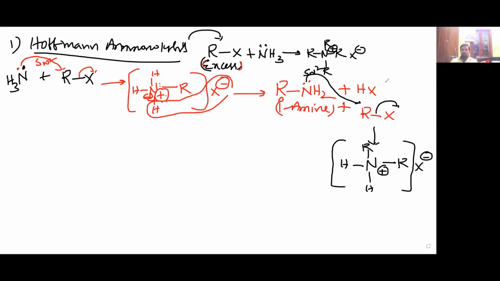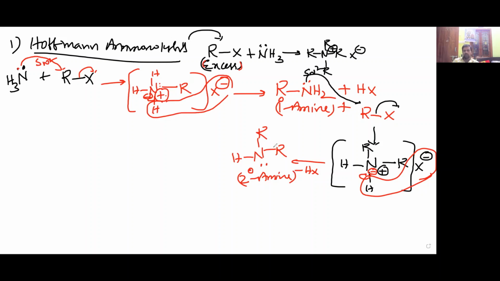In this nitrogen, again four bonds are there, so it is highly unstable. Immediately HX is eliminated, minus HX, and you get NHR R. This is the mechanism. The bond shifts like this, negative and positive make neutral, the nitrogen gets back its lone pair, and HX is eliminated. Then you get a secondary amine. This is the most useful method, as you can prepare primary, secondary, tertiary and quaternary amines.